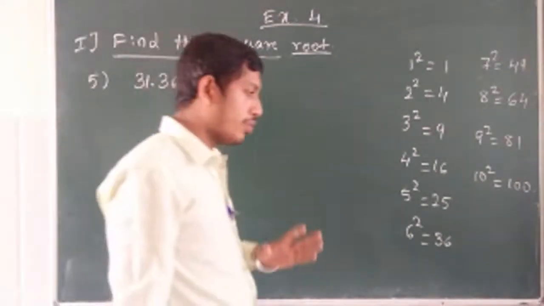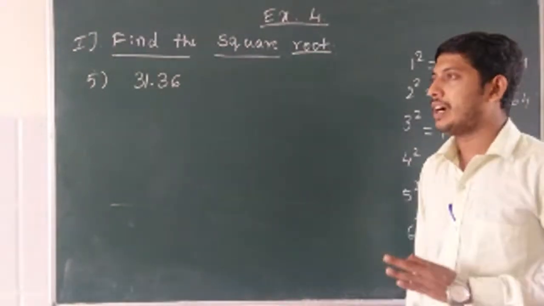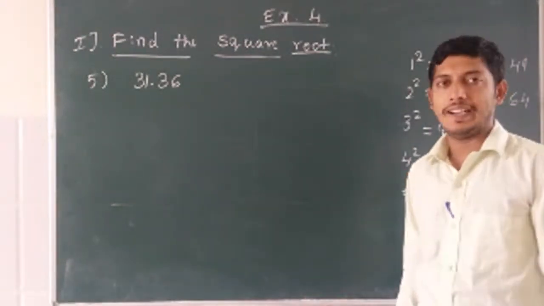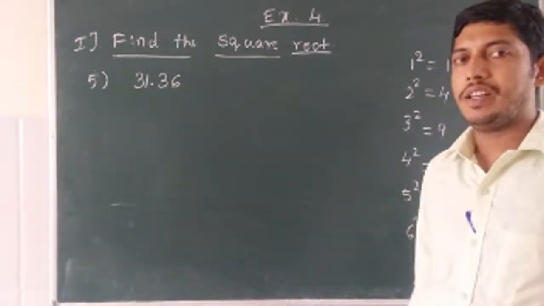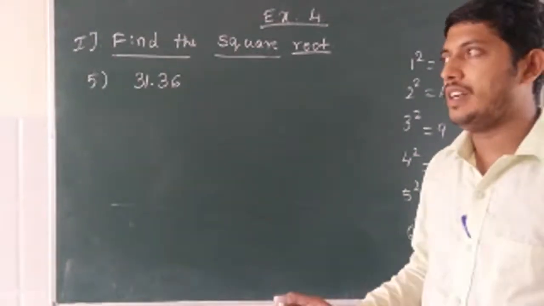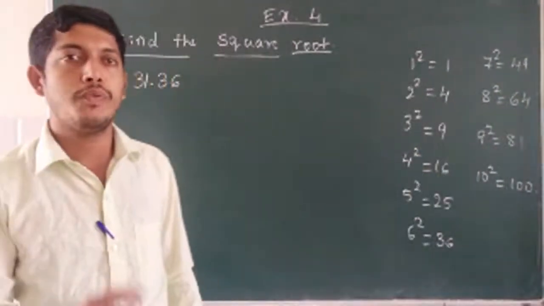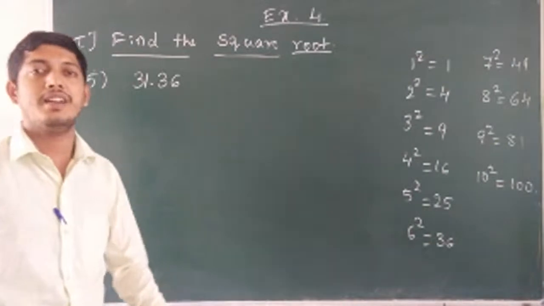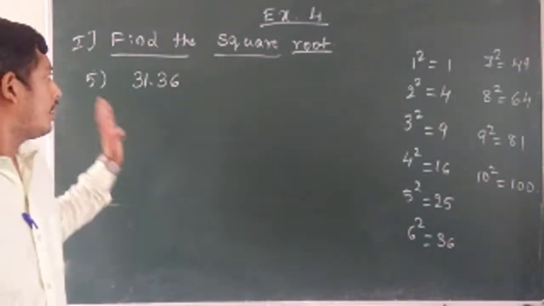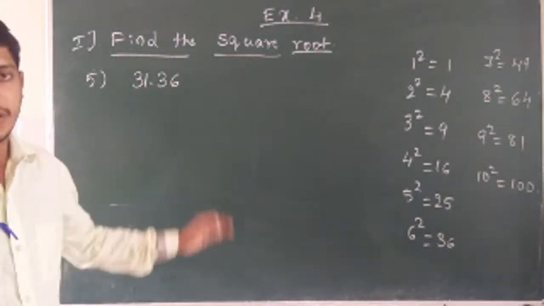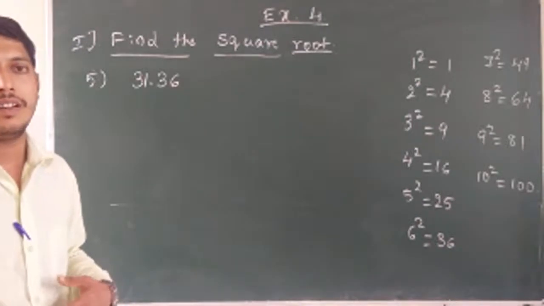So first step we have to consider the term. Then what we have to do? We have to pair the terms from the right hand side. After that, we have to see the first pair from the left hand side, and we have to find out a perfect square value whose value is less than and nearer to the first one from the left hand side. Then after that we have to subtract that, and after subtraction we'll get the remainder.